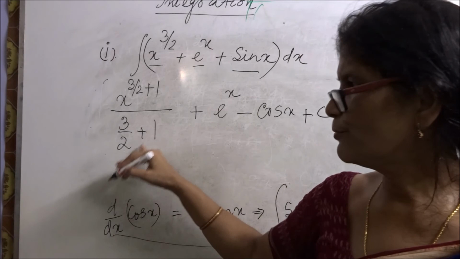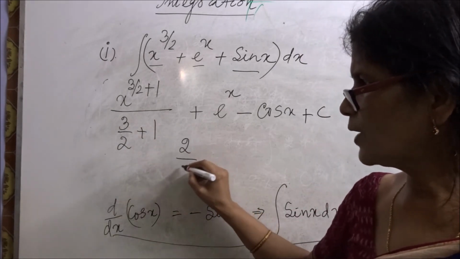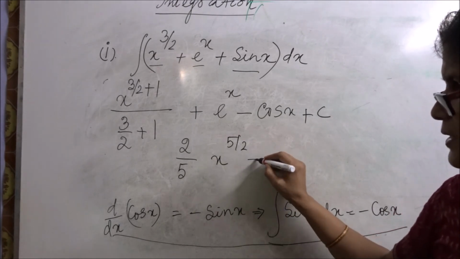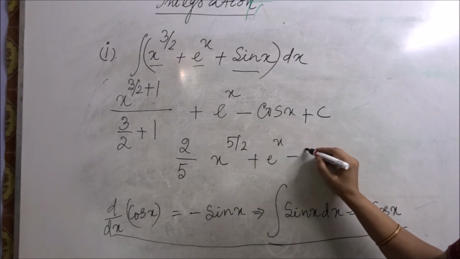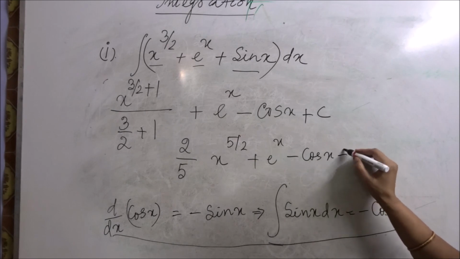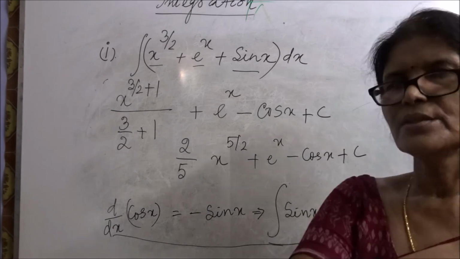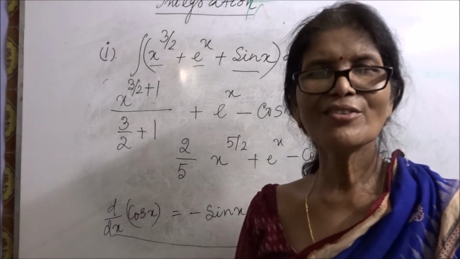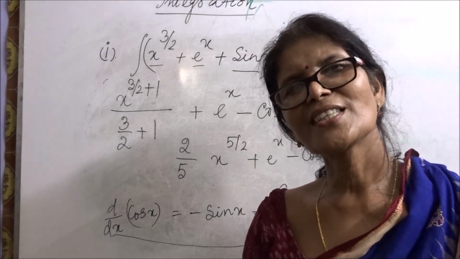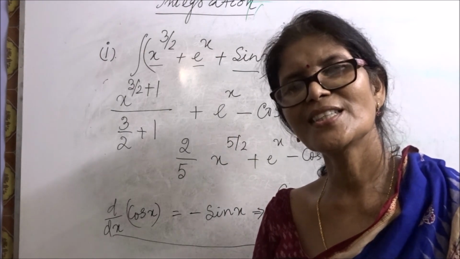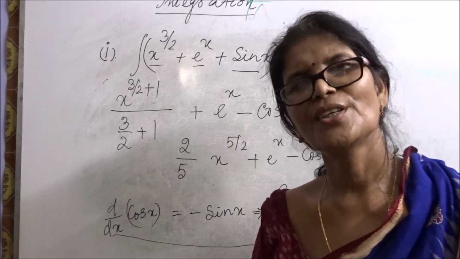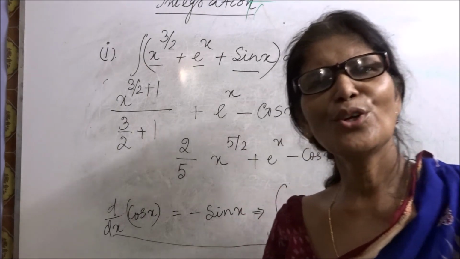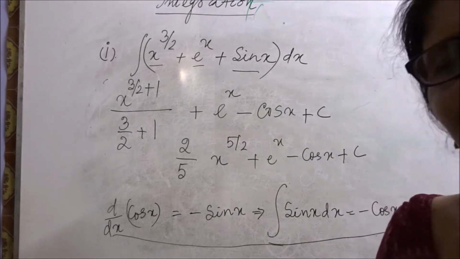Now we will simplify this. This will be 5 by 2, so write the answer as 2 by 5, then x to the power 5 by 2, plus e to the power x, minus cos x, plus c. So this is the answer of this question. I hope you understood. Now you can proceed to exercise 1 in integration in the NCERT textbook. Thank you all. Next time we will go for the next concept.